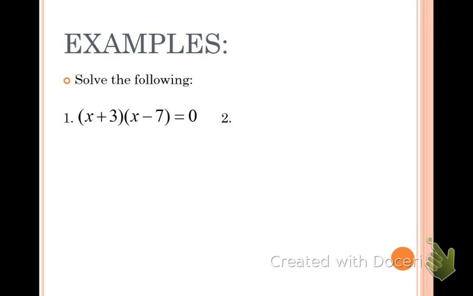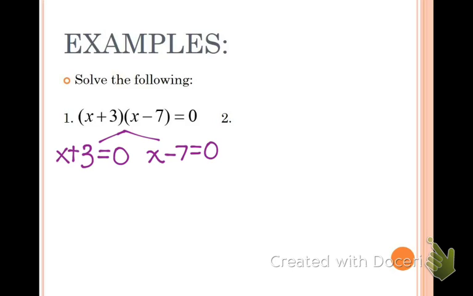So on the solve side, this has already been factored for us, which is just wonderful. That makes our lives a lot easier. So we can go straight into using the zero product property. So the zero product property says that if I'm multiplying these two sets of parentheses together and they equal 0, at least one set of parentheses needs to equal 0. So I use that information to set up two equations. Either x plus 3 needs to equal 0, or x minus 7 needs to equal 0. One of those has to be true.